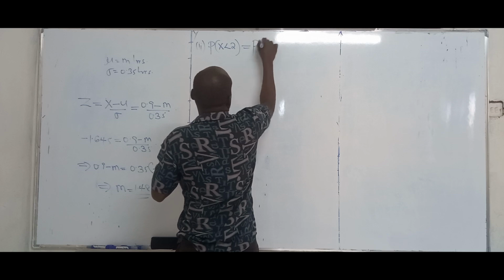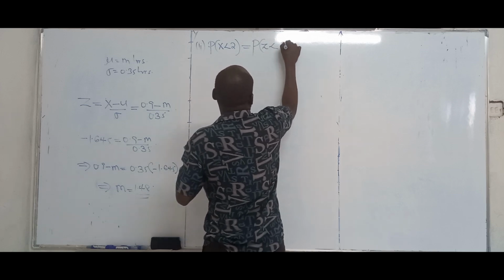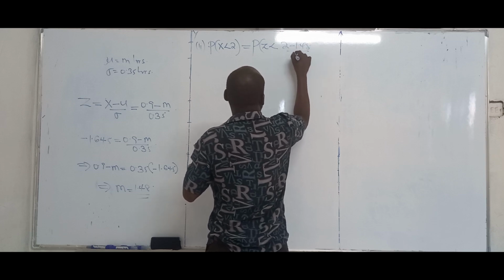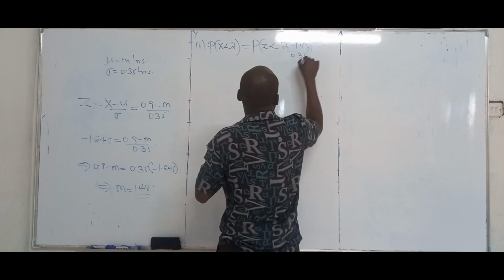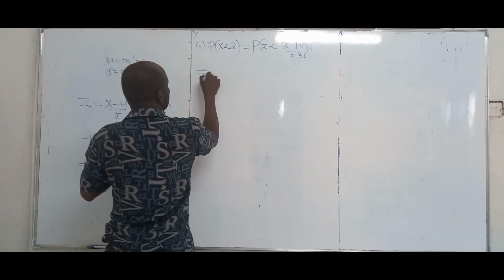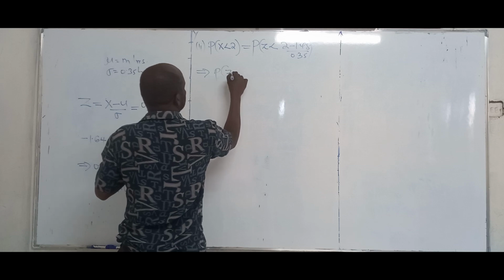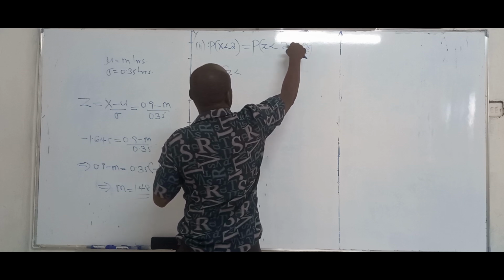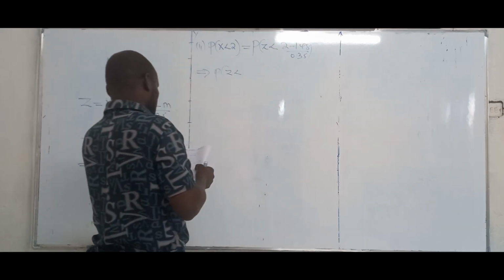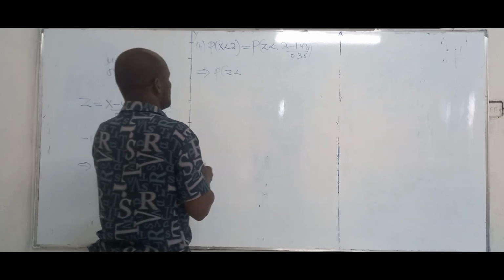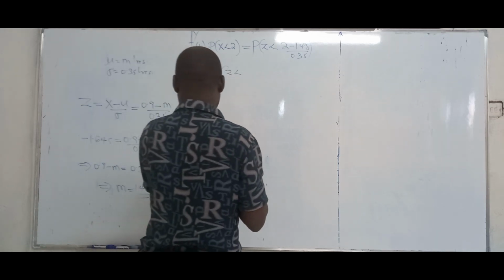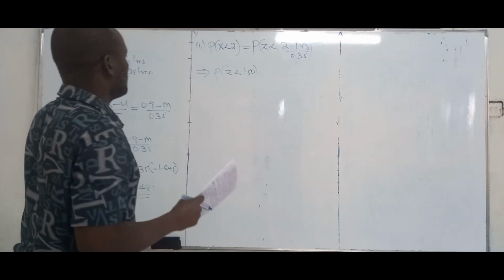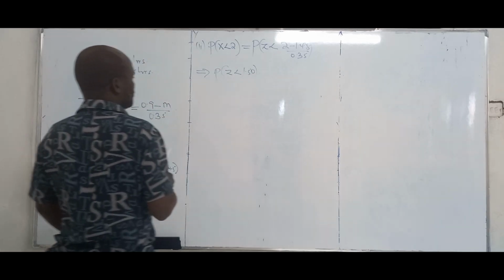This will be equivalent to the probability that Z is less than 2 minus 1.48, which is the mean, divided by 0.35. This would imply the probability that Z is less than 2 minus 1.48 divided by 0.35, and you should be able to get 1.50. So we are working with the probability that Z is less than 1.50.